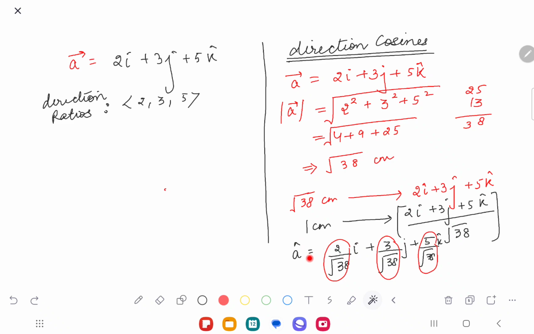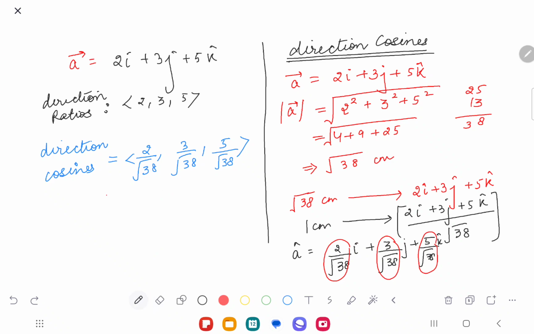Then you calculate the unit vector, and then the coefficients of i, j, k cap will be called what? That shall be the direction cosines. So for this particular vector, the direction cosines shall be 2 over root 38, comma, 3 over root 38, and comma, 5 over root 38. Are you understanding my point? Yes, ma'am. All right. Also, do you understand why exactly we call this that?